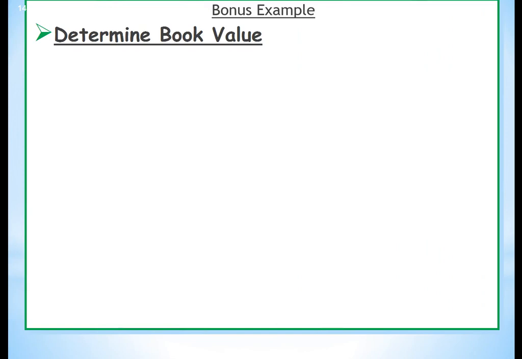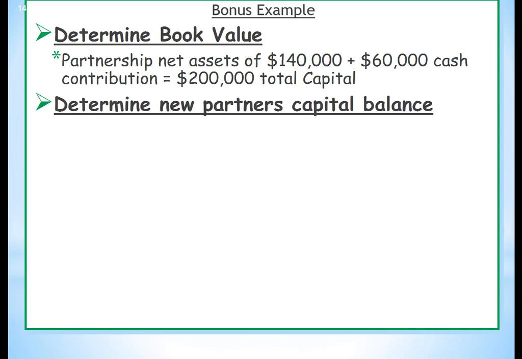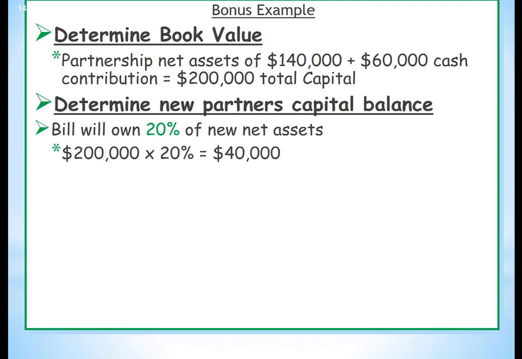Well, the first thing you have to do is determine the book value. And remember, when anything goes directly to the partnership, it has to be added to the total capital, which also equals the net book value. So in this case now, we're adding $60,000 in cash, so our total capital is $200,000. Now we need to determine the new partner's capital balance. So Bill will own 20% of the net assets, which is $40,000.